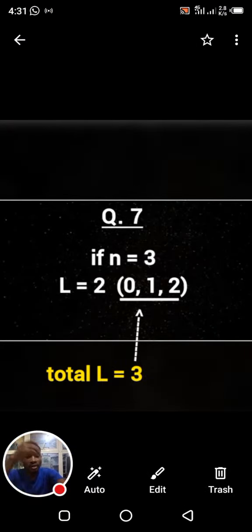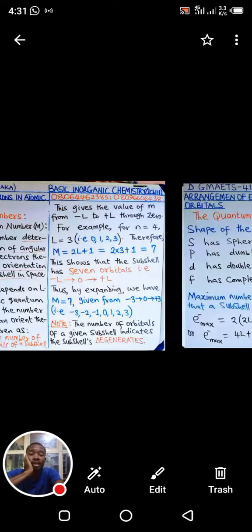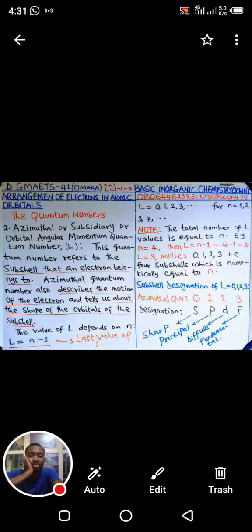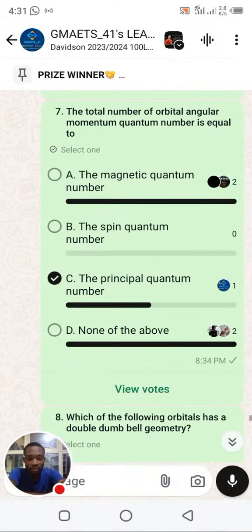And of course, we have the lesson notes and the video lesson explaining that further. All right, so these are the concepts of the quantum number. This is the azimuthal quantum number. So you can take a look at that point where I wrote notes. The total number of L values is equal to n. And I explained something briefly about that. Okay, we are moving on. Let us go back to our next question.